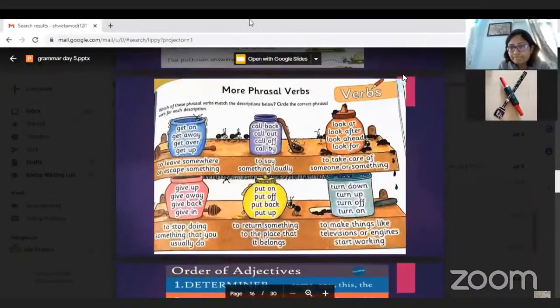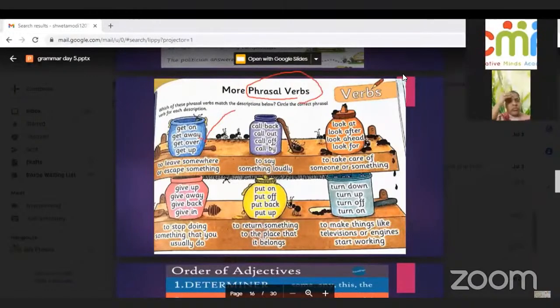Now, as we have discussed, what is the phrasal verb? That means more than one word. If it is having verb, then it has become phrasal verb. Now, you have to choose the correct option. To leave somewhere, get away. This is call out, to say something loudly. Look after, to take care of someone or something. To stop doing, give up. To return something, put back. To make things like televisions or engines start working, turn on.